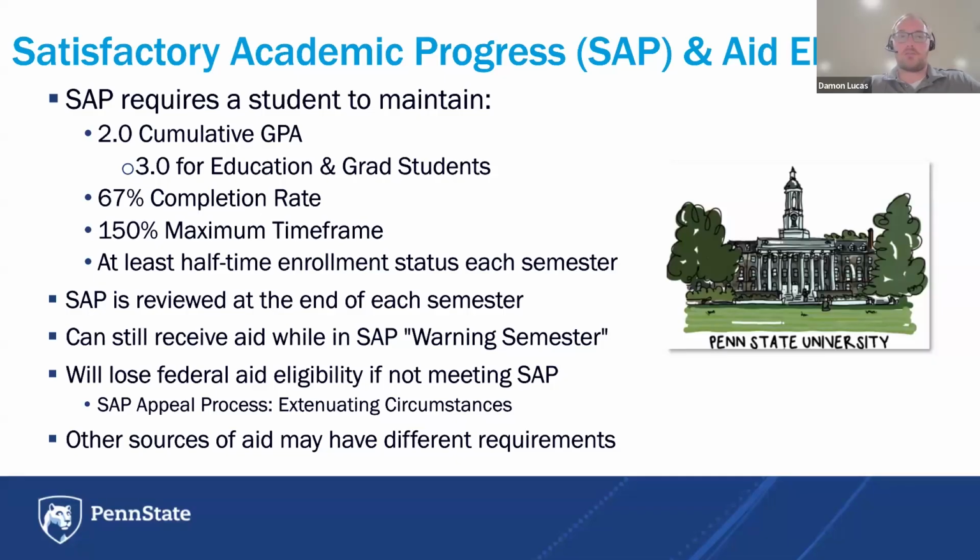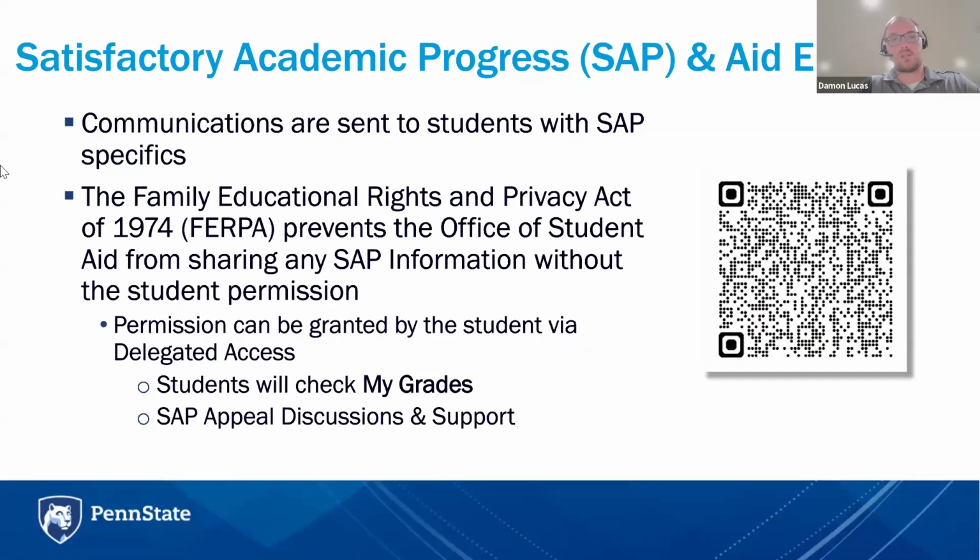Again, it's that 2.0 cumulative GPA, and 3.0 for educational and grad students. You must have a course completion rate of, again, 67% or higher, be within the 150% maximum time frame, and have at least half-time enrollment status each semester. And this is reviewed each semester. Communications are sent to students with SAP specifics.